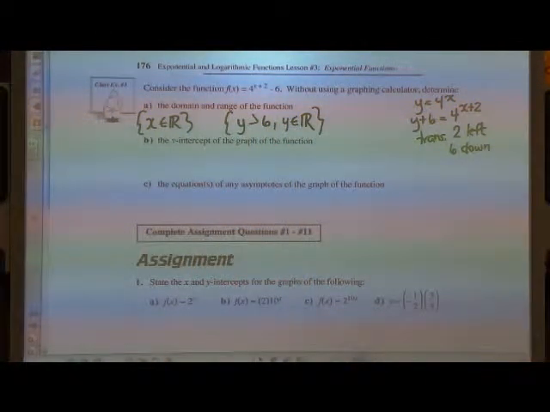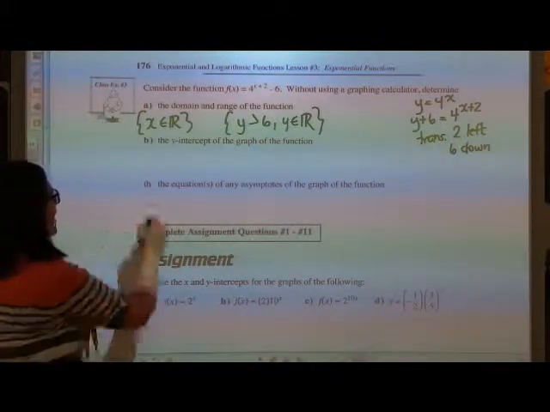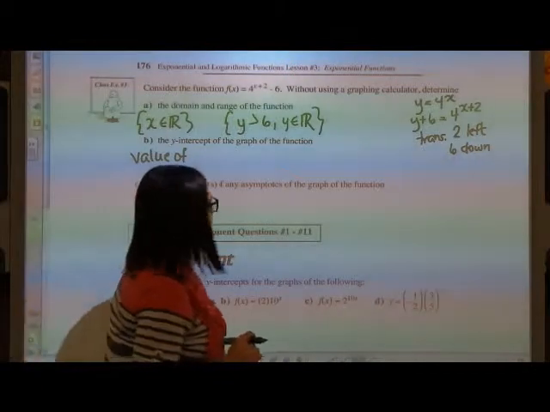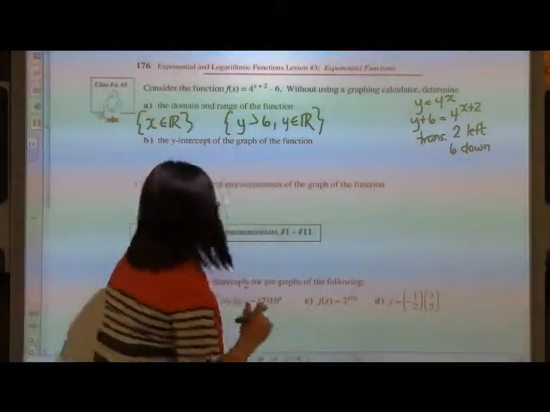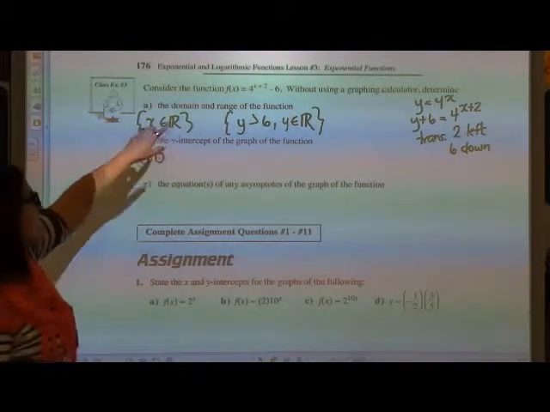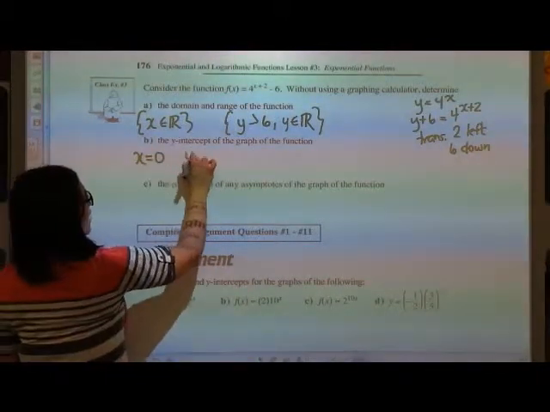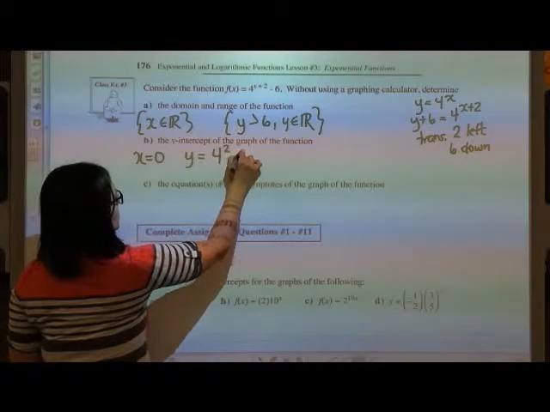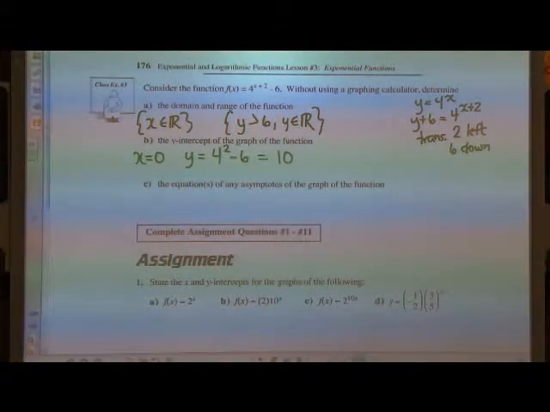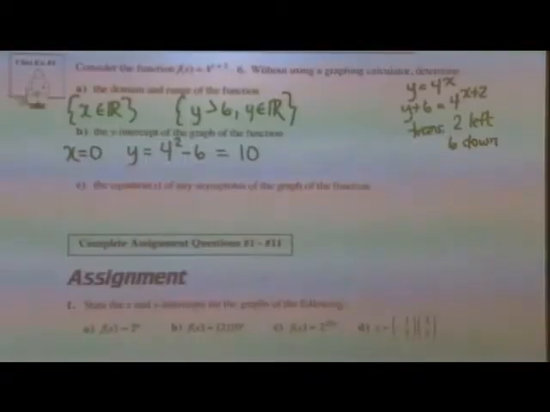The y-intercept, remember the y-intercept is the value of a. Or sorry, the y-intercept is when x equals 0. That's a better one. So if I let x equal 0, I will get that y is 4 squared minus 6, which becomes 10.